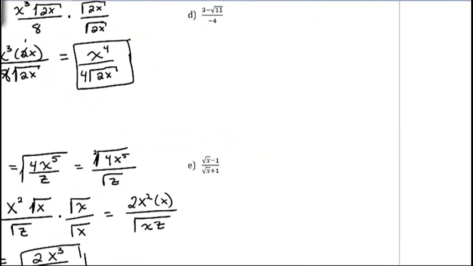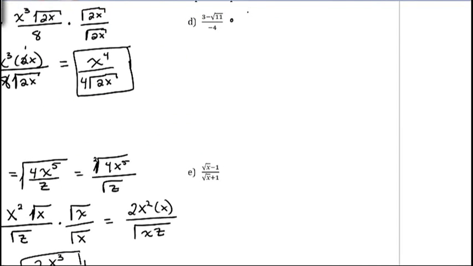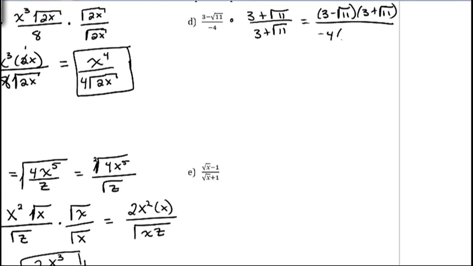Our next example, 3 minus the square root of 11 over negative 4. So we want to multiply by the conjugate of 3 minus the square root of 11, which will be 3 plus the square root of 11. So on the top, we have 3 minus the square root of 11 times 3 plus the square root of 11. And on the bottom, we have negative 4 times 3 plus the square root of 11.